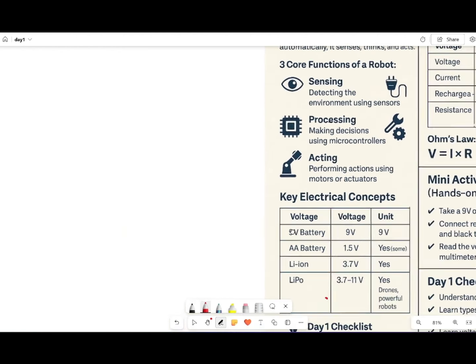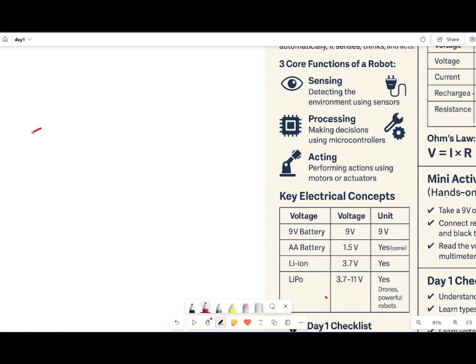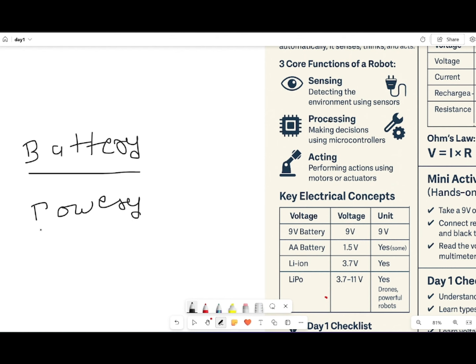So if we talk about electricity, how do we get electricity? Anyone have any idea? Electricity we will get through the battery, or we can get through the power supply. Clear? Directly you are using the power supply, or you can use the battery.